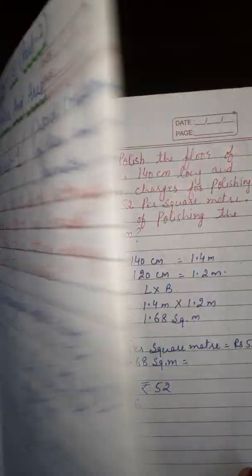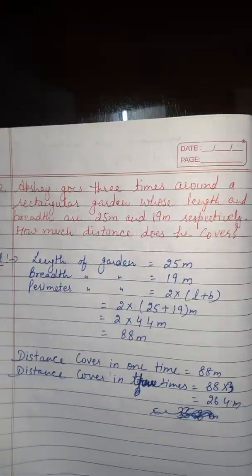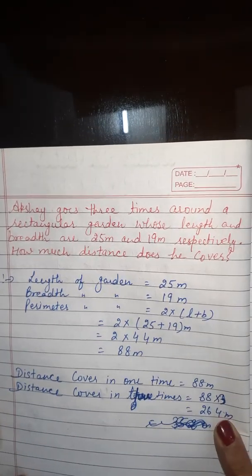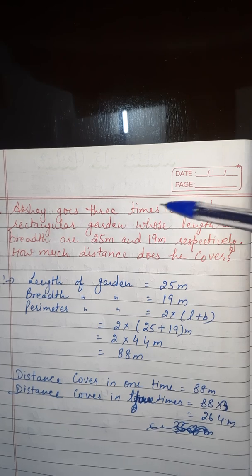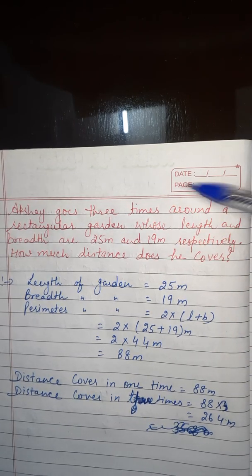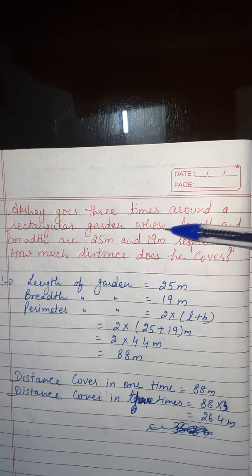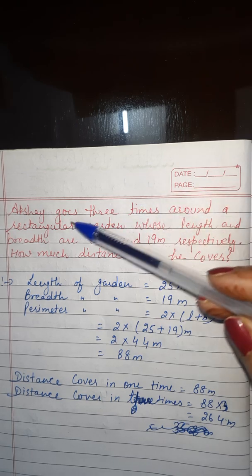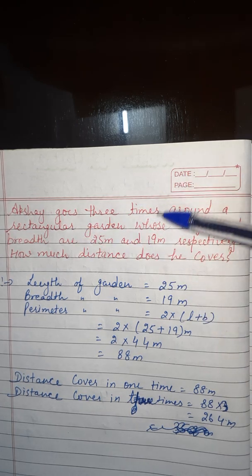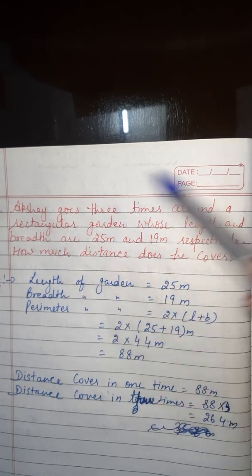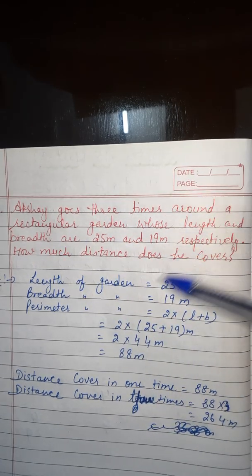Now the second question is: Akshay goes 3 times around a rectangular garden whose length and breadth are 25 meter and 19 meter respectively. How much distance does he cover? Here Akshay is going around the rectangular garden. Around the rectangular garden means outside the garden.